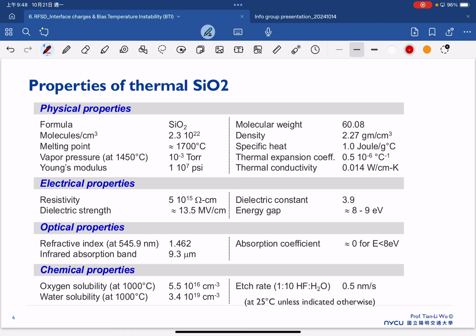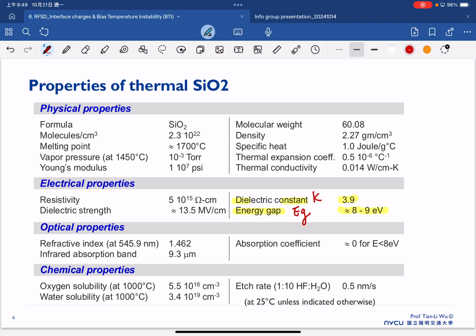Okay, so here are some properties of thermal silicon dioxide. This table is for your reference, but if you are going to work mainly in the semiconductor field in the future, you should at least remember the two important properties of SiO2. The first one is the dielectric constant, 3.9. This is the K value. Another one is the energy band gap, around 8 to 9 electron volts. This is EG here.